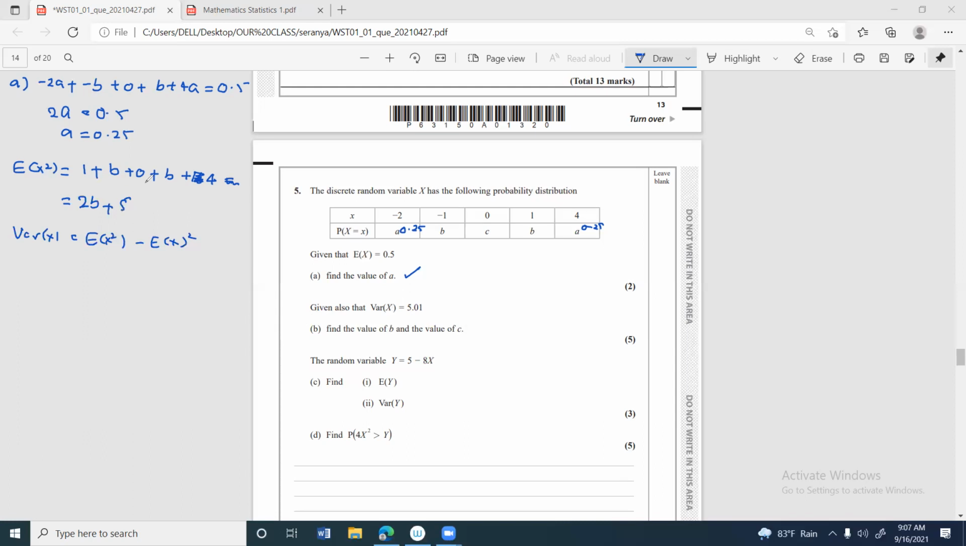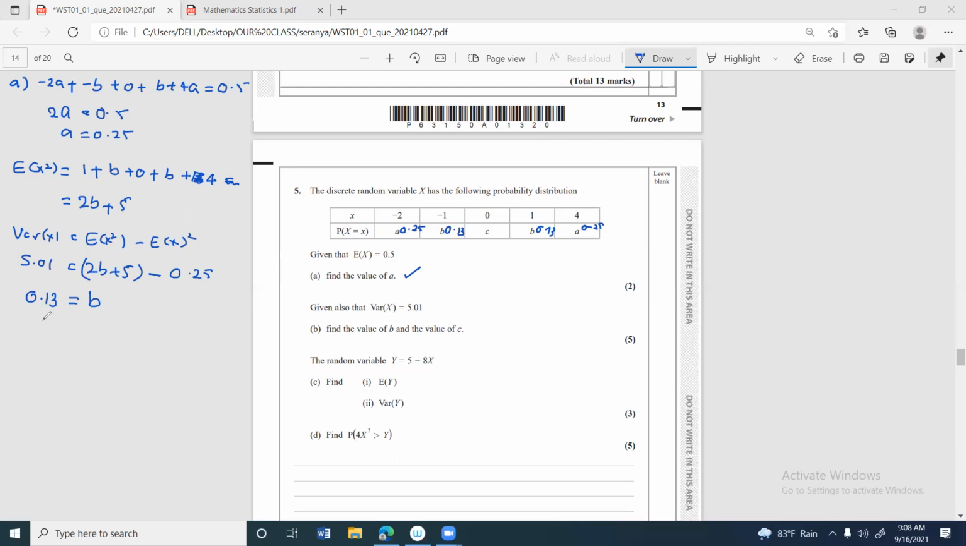Okay, 2b, right. Then they have given that the variance of X is 5.01. E(X squared) is 2b plus 5, minus (E(X)) squared, which is 0.5 squared, 0.25. From this information you can get the answer. If you simplify this, b is equal to 0.26, so it's 0.13, hopefully. Then we get this answer as 0.13 itself, and this one also 0.13.